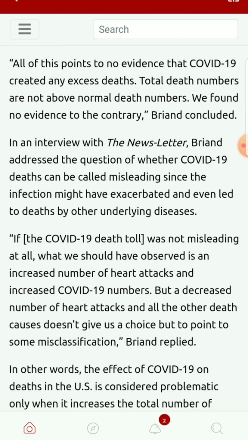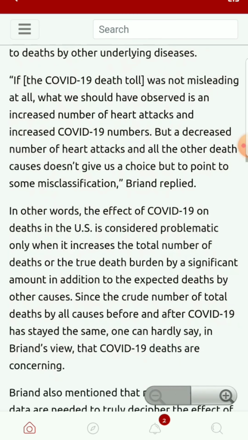In an interview, Bryant addressed the question of whether COVID-19 deaths can be called misleading since the infection might have exacerbated and even led to deaths by underlying diseases. If the COVID-19 death toll was not misleading at all, what we should have observed is an increased number of heart attacks, increased COVID-19 numbers. But a decreased number of heart attacks and all other death causes does not give us a choice but to point out some misclassification.